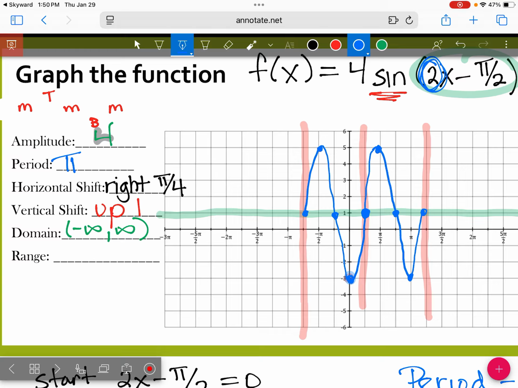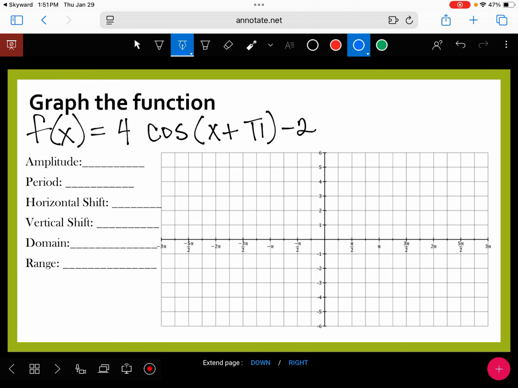What's my range? What's the lowest that the wave goes? -3, good. And what's the highest it goes? +5. That's it. Any questions? All right. Let's go to the next one. Go ahead and copy it down.